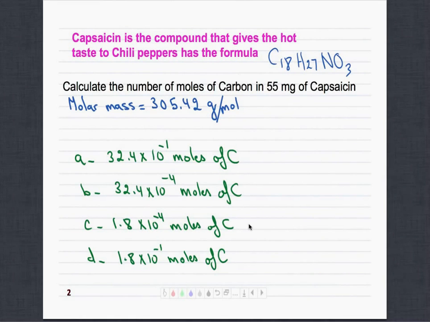Capsaicin is a compound that gives the hot taste to chili peppers. And it has a formula. This is the formula. Calculate the number of moles of carbon in 55 milligrams of capsaicin, knowing that this is the molar mass of that molecular formula. I'm going to give you 3 minutes because it needs calculation. So go ahead. You can talk to each other. You can ask your friend, the one behind you or next to you.